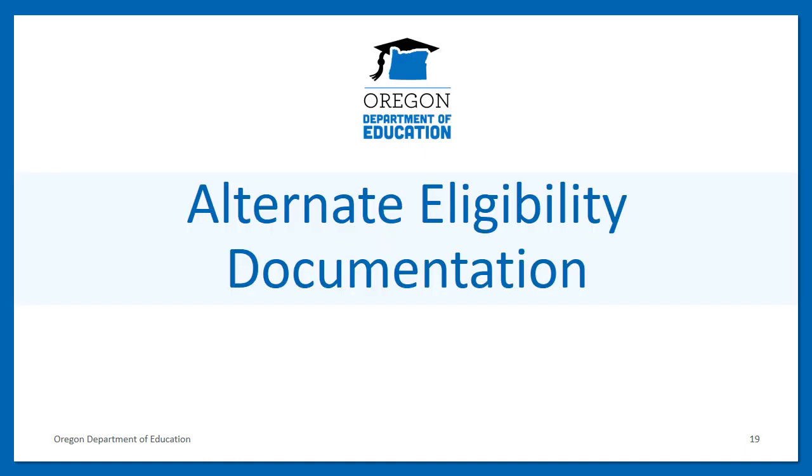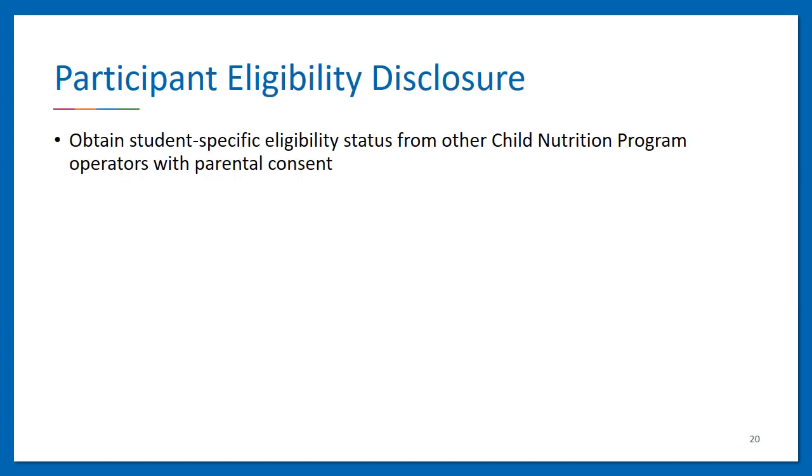The CIS is not the only way to determine participant eligibility. There are a few alternate pathways to document participant eligibility. When SFSP sponsors have to obtain individual eligibility information, they can obtain student-specific eligibility status from another child nutrition program operator, such as a school or child care center, to expedite the certification process.